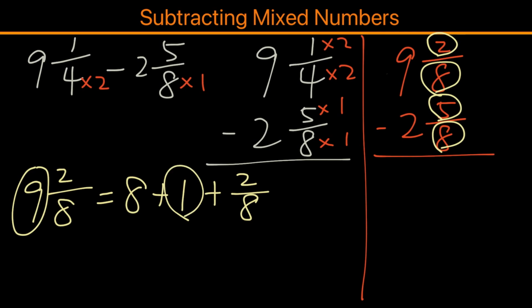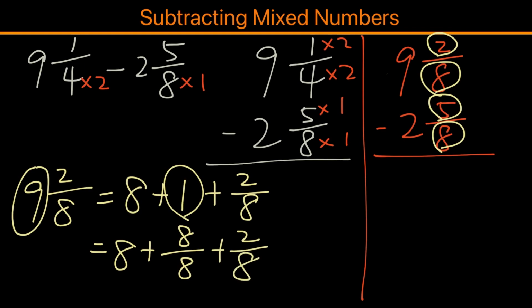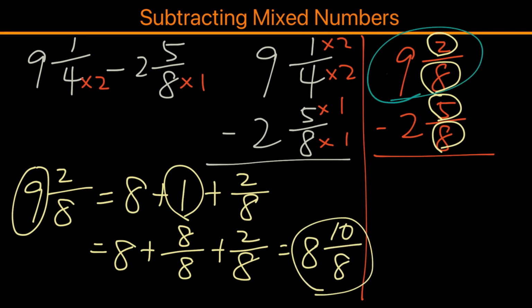And the 1 here that we borrow from 9 is equivalent to 8/8. So if we rewrite this, it will look something like this. And so the new mixed number would become 8 10/8. And now we can replace this for this. So if we rewrite this, it would be 8 10/8 minus 2 5/8.